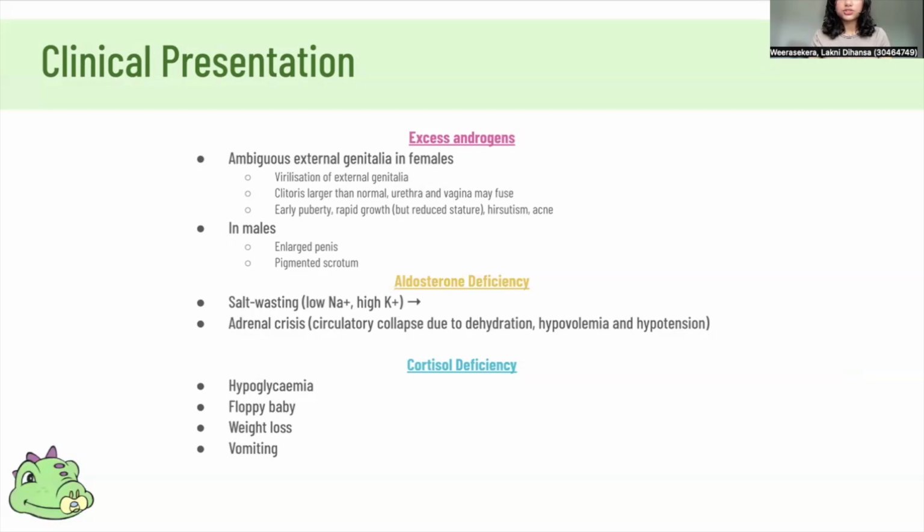Now, in terms of aldosterone deficiency, this can cause a salt wasting condition. So you have low sodium and high potassium. This can ultimately lead to an adrenal crisis, which you can see by circulatory collapse due to dehydration, hypovolemia, and hypotension. Now, this is a really important condition that we need to look out for and address as soon as it is recognized. In terms of cortisol deficiency, you have hypoglycemia, the baby can be floppy, weight loss in the child, and vomiting as well.